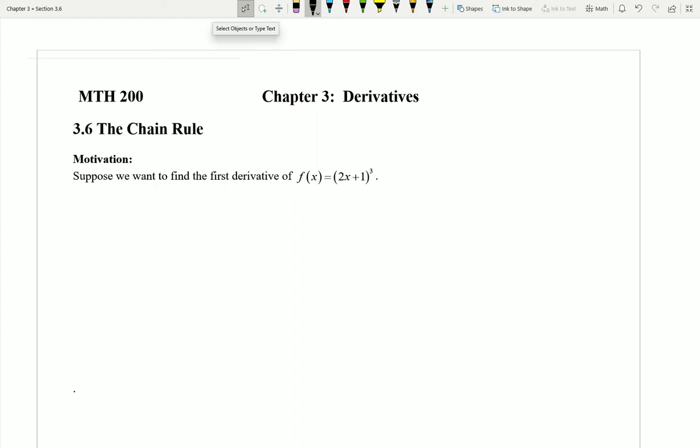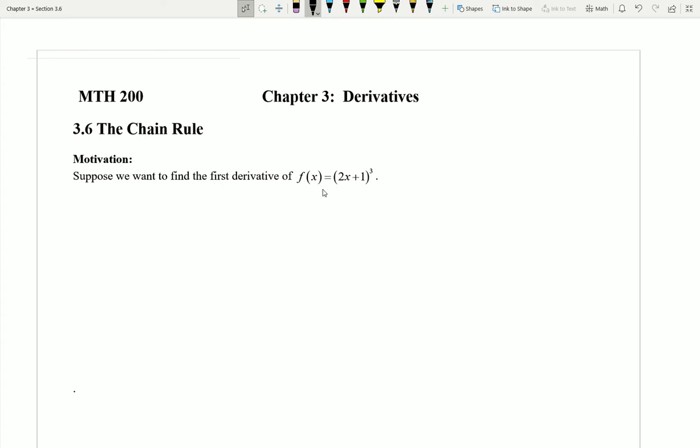In section 3.6, we're going to talk about another new important derivative rule known as the chain rule. Now, we already talked a little bit back in our section on the quotient rule about why we might need, or situations where we might need an additional derivative rule. And it's a situation kind of like what we have in the motivation below.